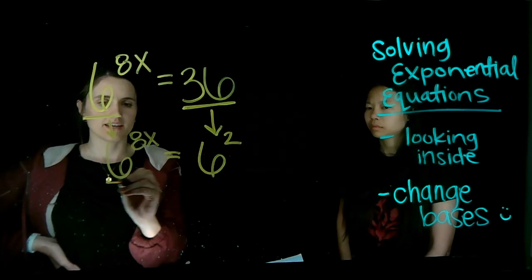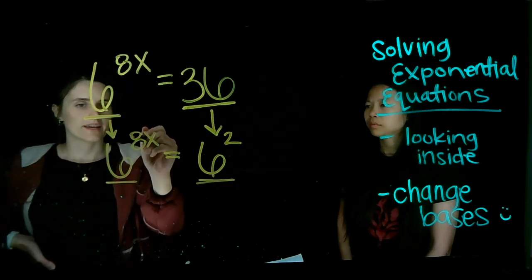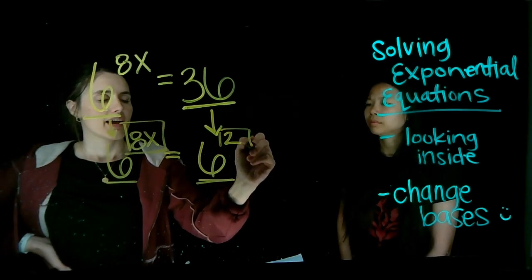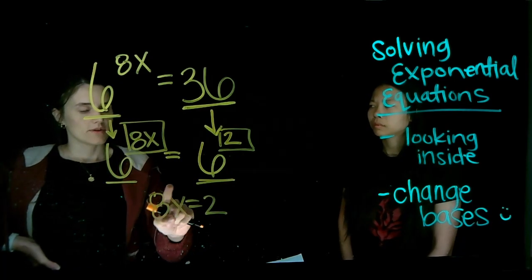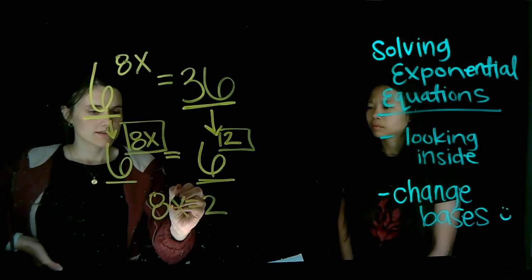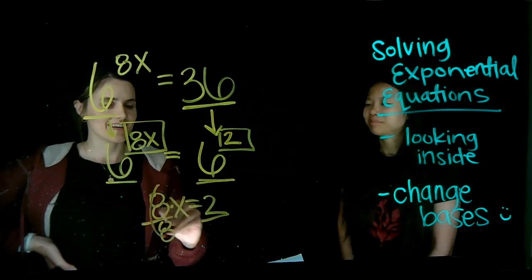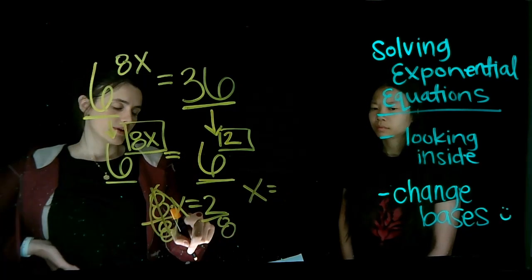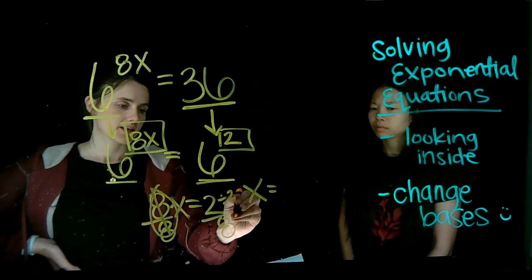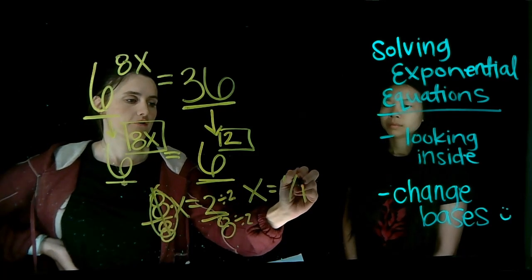So now, as you can see, I have two bases that are the same. So I can look inside here and make 8x equal to 2. And then I can solve for x by doing the opposite here. We have 8 times x, so I'm going to do 8 divided by 8 on this side, and that becomes 1. And then 2 divided by 8, and we can simplify that. If you divide both parts of the fraction by 2, then you get 1 over 4.